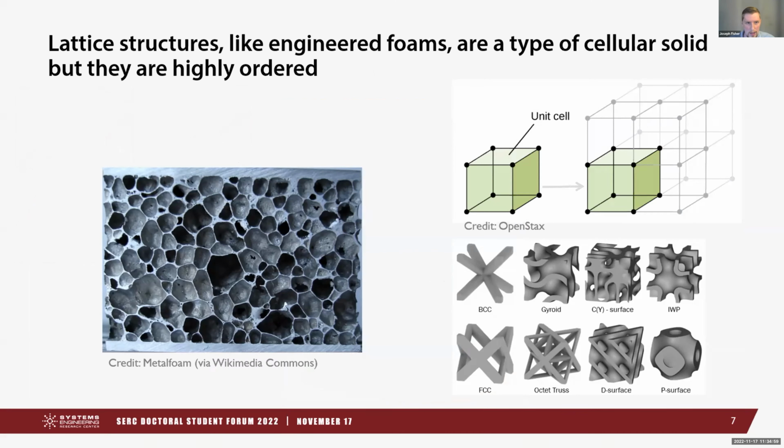So engineered foams, which you can see on the left there, are a type of cellular solid, but lattices are very highly ordered. Where the foams are very chaotic, the lattices are very organized. There are 8 different unit cells on the right at the bottom. You can take any of those or any of the many others and pattern them through space infinitely to produce a lattice structure to meet the size requirements of your part. So you have these structures that are a lot more predictable than foams locally, which is an added benefit when you're trying to predict their properties.